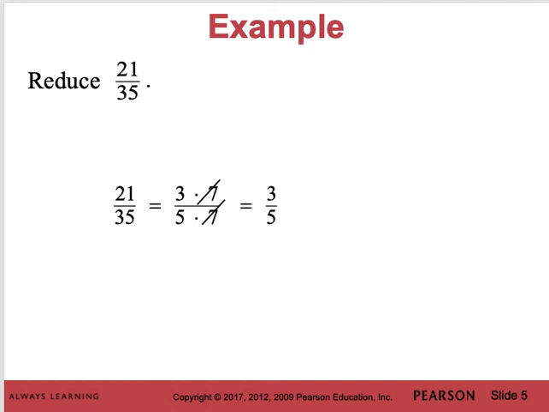So if we're asked to simplify or reduce 21 over 35, we're looking for a greatest common factor between 21 and 35, and then we want to rewrite each of these numbers as the product of those factors. For example, 21 and 35 both have a greatest common factor of 7. So I would rewrite 21 as 3 times 7, 35 as 5 times 7, cancel out the 7's, and I've reduced this fraction to 3/5.